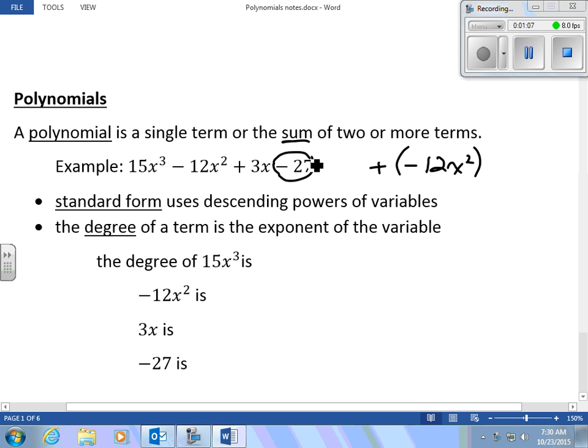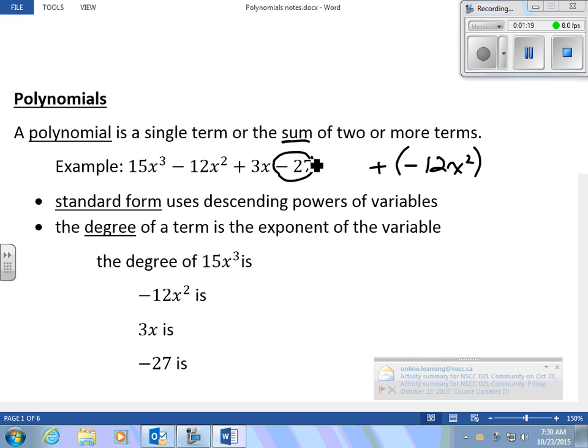Standard form for a polynomial, and this one is in standard form. Standard form always goes in descending powers of the variables. So I've got an x cubed, then the x squared, then the x, and then the one that has no x in it at all.